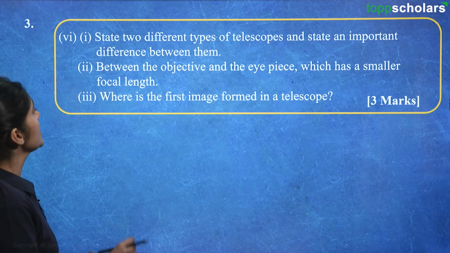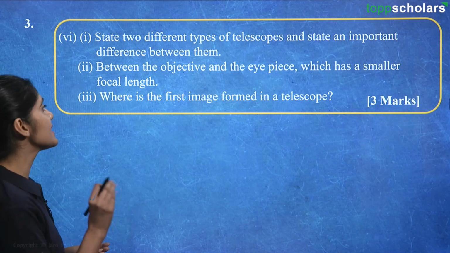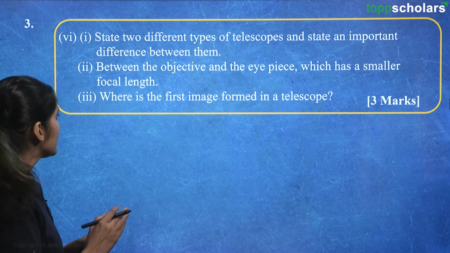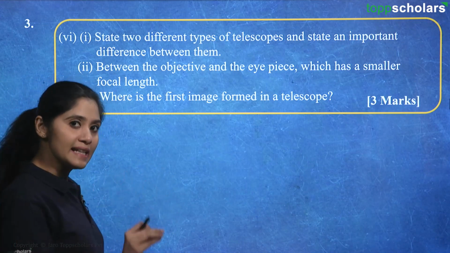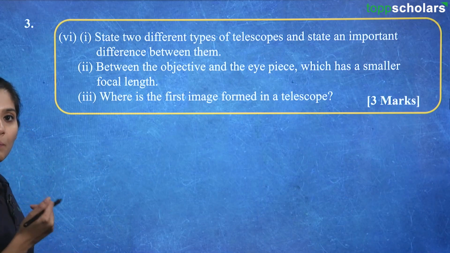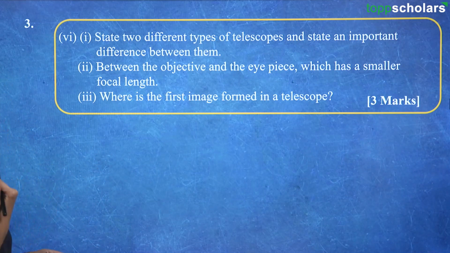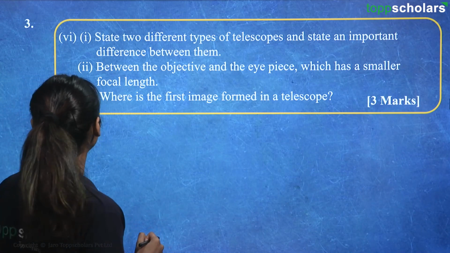Second question is, between the objective and eyepiece, which has a smaller focal length? Third question is, where is the first image formed in a telescope? So every question carries 1 mark each. Let's try to solve them and see how many marks we can gather from this.